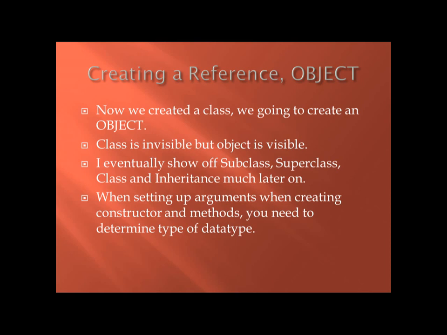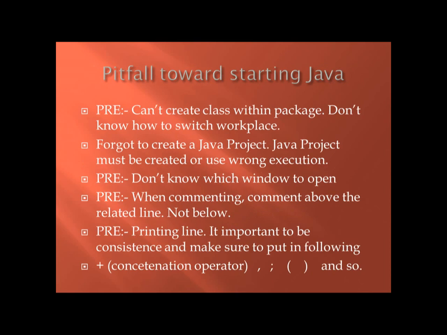When setting up the arguments for creating a constructor and method, you need to determine the type of data type and make sure they are correct and make sure they match. Okay? Don't want to see a data type mismatch when you're passing data, because it's harder to spot and you don't want to be wasting time on that. If you want to be a great coder, an elegant coder, you don't want to make that mistake.